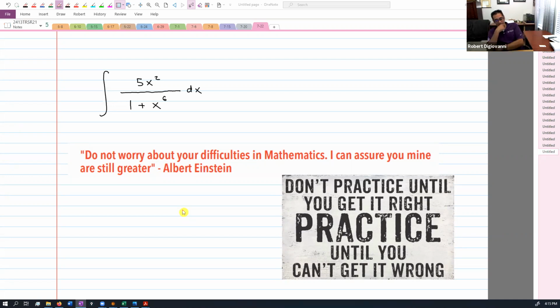Okay, so let's see. Did anyone, even if it didn't work, want to share something that they tried? I guess I'll go. I tried splitting up the bottom x to the 6th as like 2x cubes. I don't even know if that works.